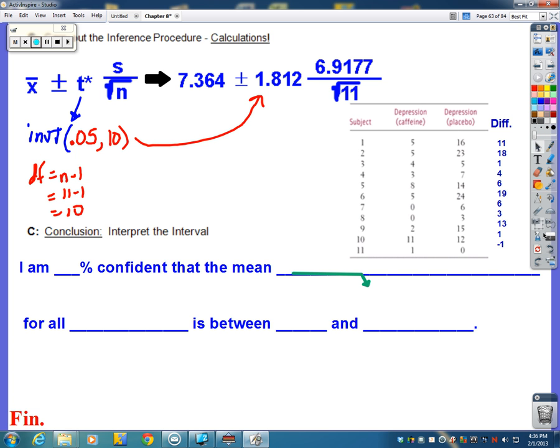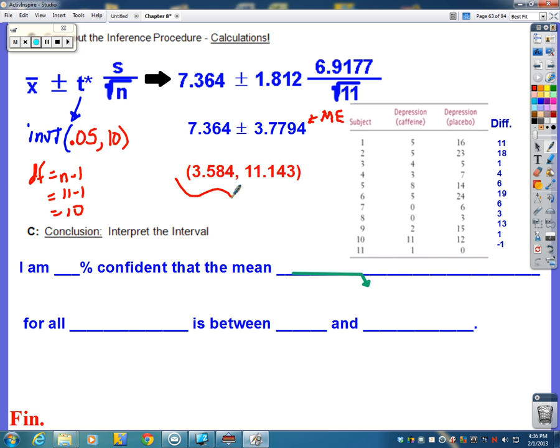So then, once I am here, let me erase a little bit of this. Then I get 3.7794, or 3.779, if you will, for my margin of error. This is my margin of error. And add and subtract that. And here is my 90% confidence interval.